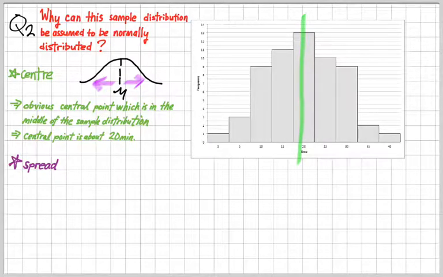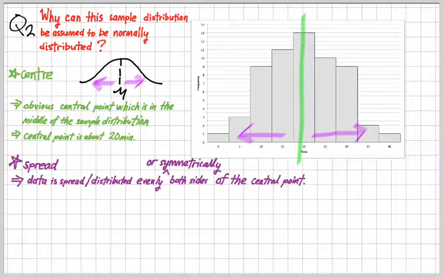Next thing we need to look at is spread. So notice on that sketch I've done of the standard normal distribution, the spread is going to be even on both sides, or it should be pretty similar. So I hope you agree with me when I say that the spread is similar both sides of the green line, or both sides of the central point there. So that's what I'm going to write down there. The data is spread or distributed evenly. You can think of it as symmetrically, both sides of the central point.